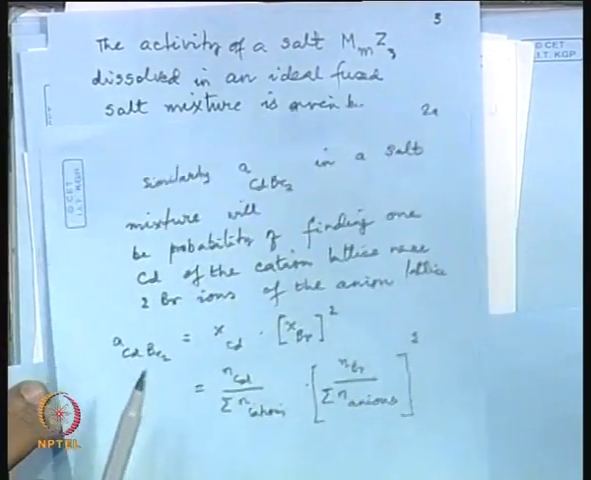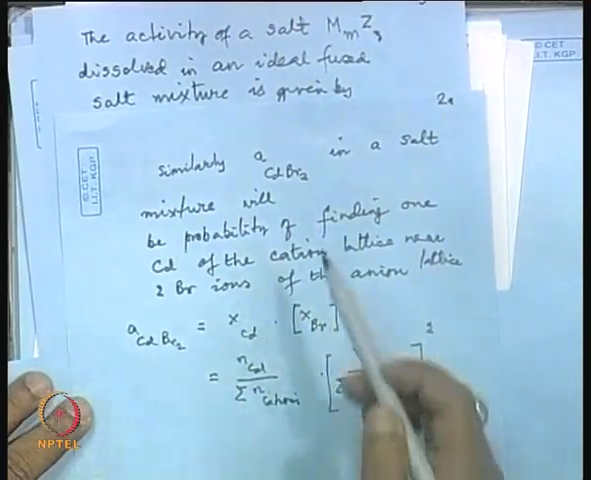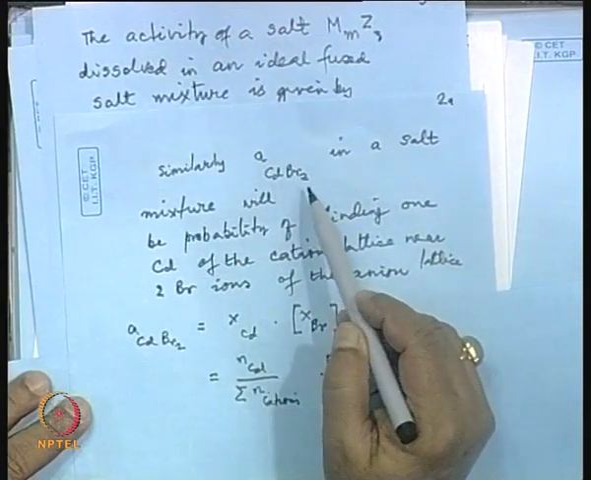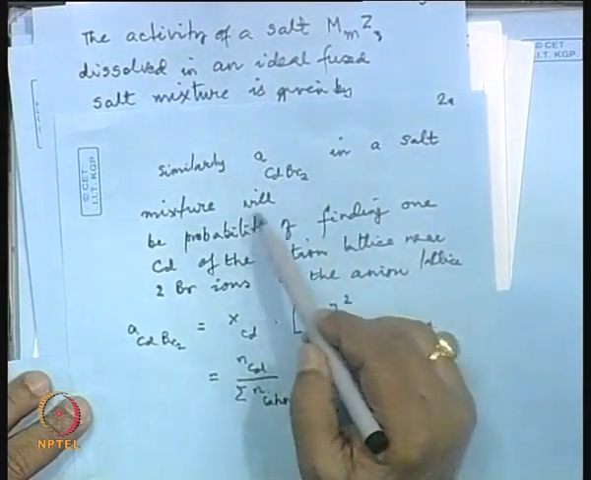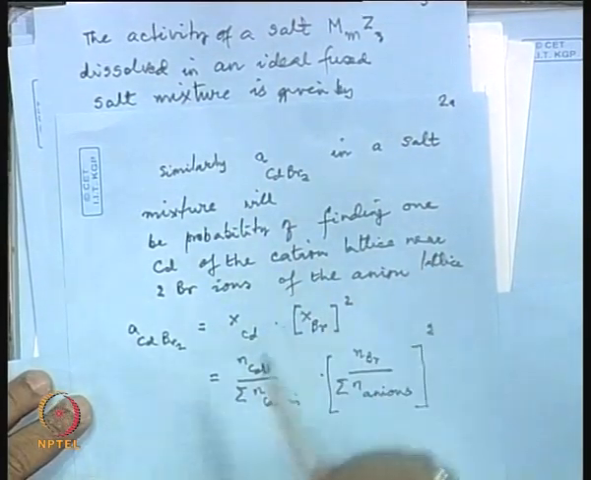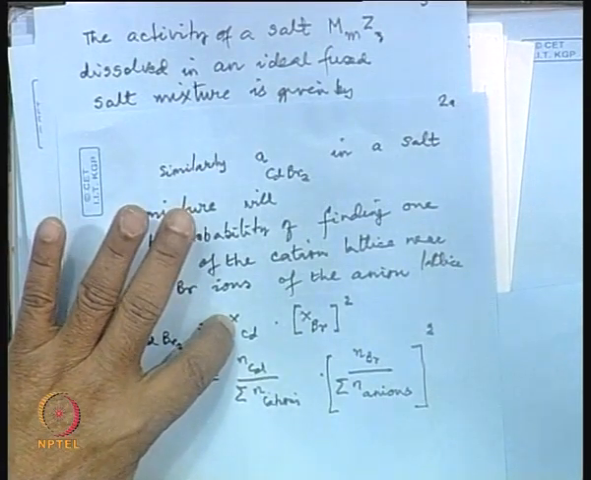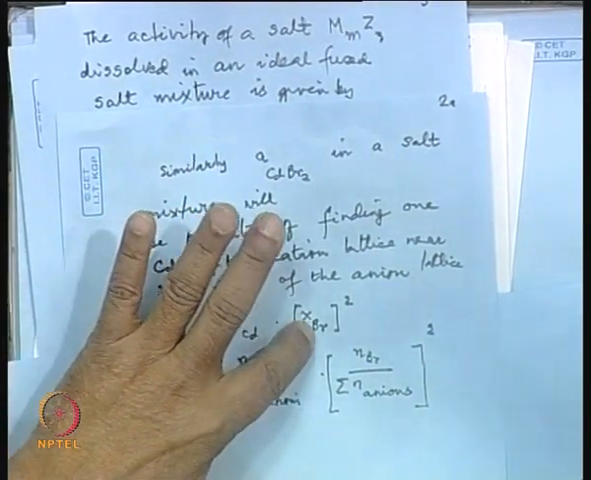Now, let us consider a little more complicated situation. We want to find the activity of a salt CdBr2 in a salt mixture, and this activity will be the probability of finding one Cd in a cation position and 2 bromine ions in the nearby anionic positions in the sublattice. So, it will be multiplication of cation fraction and square of anion fraction, because you need to have 2.